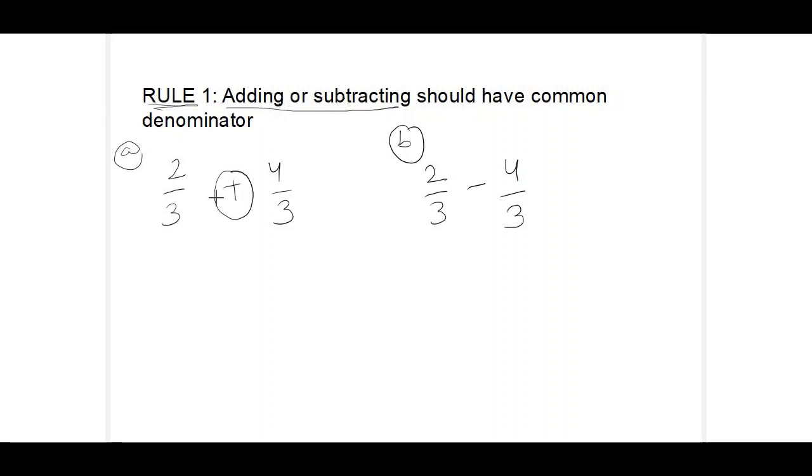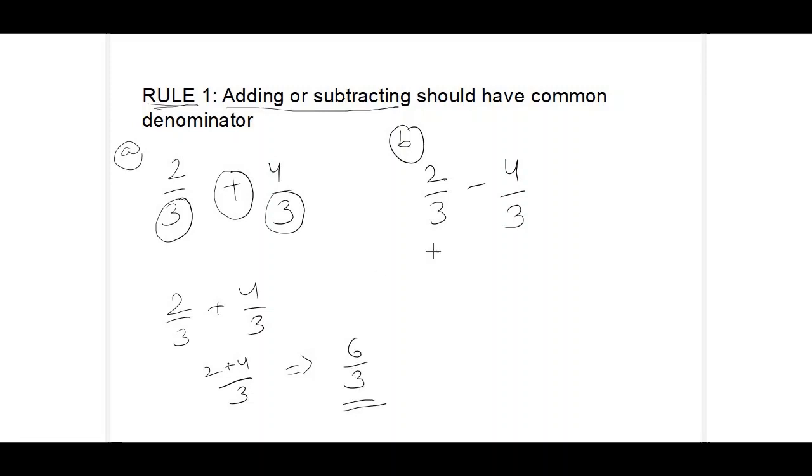Whenever we are going to add two fraction numbers, we need to check their denominators. If they are equal, we can simply add them. 2 by 3 plus 4 by 3. We can simply add it as 2 plus 4 by 3, because we have a common denominator, we will take it once. Then 2 plus 4 is 6 by 3.